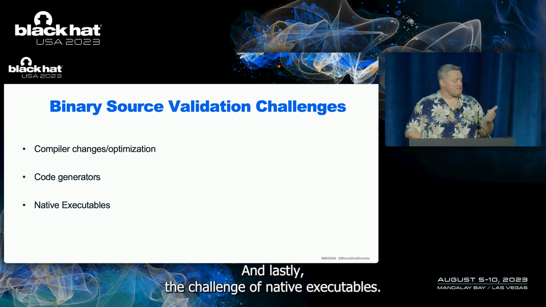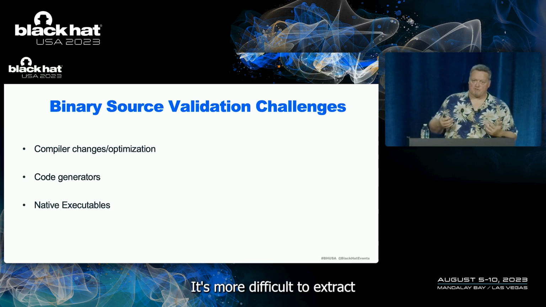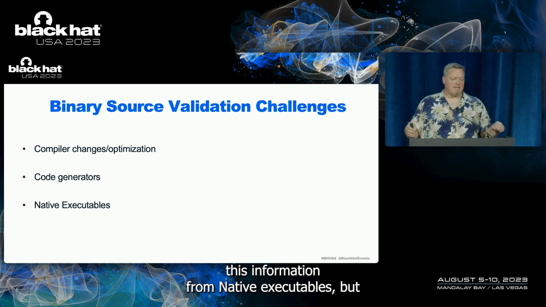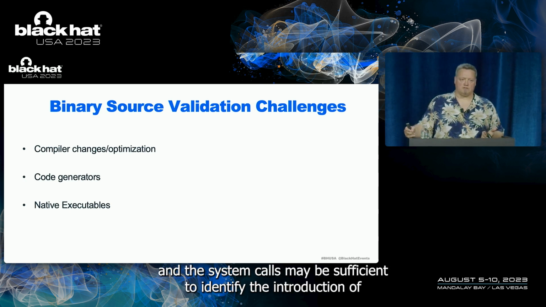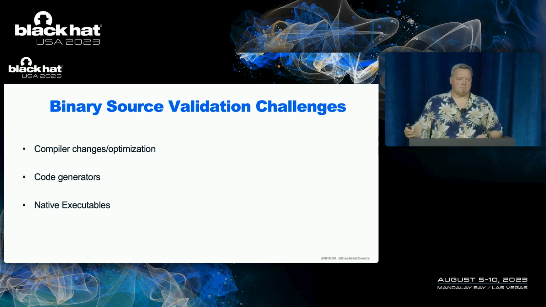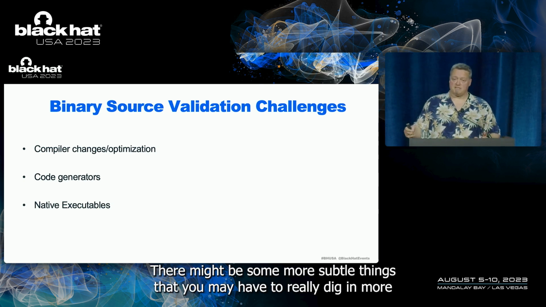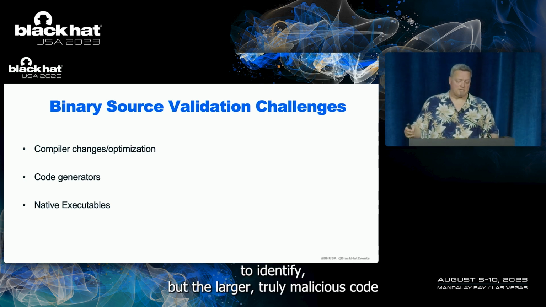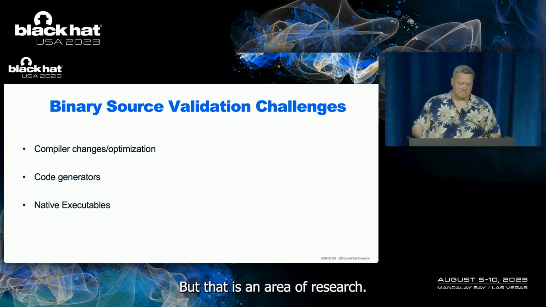And lastly, the challenge of native executables. It's more difficult to extract this information from native executables, but even then, I think just extracting the constants and the system calls may be sufficient to identify the introduction of truly malicious code on the level of a SolarWinds. There might be some more subtle things that you may have to dig in more to identify, but the larger, truly malicious code, I think, could be found just by looking at syscalls and constants. But that is an area of research.